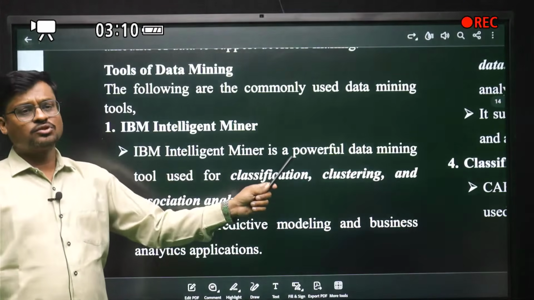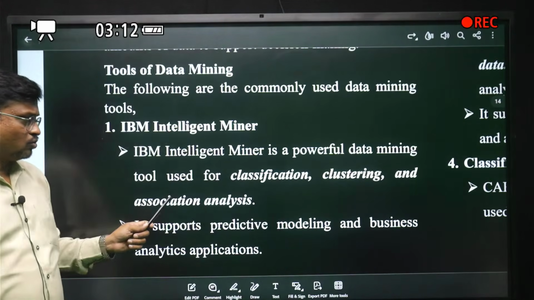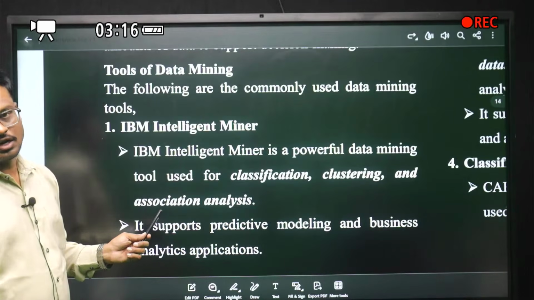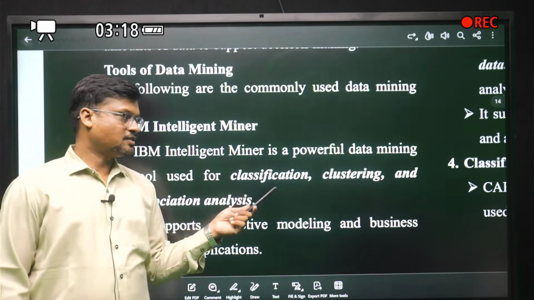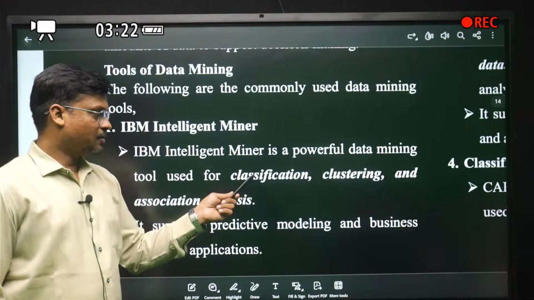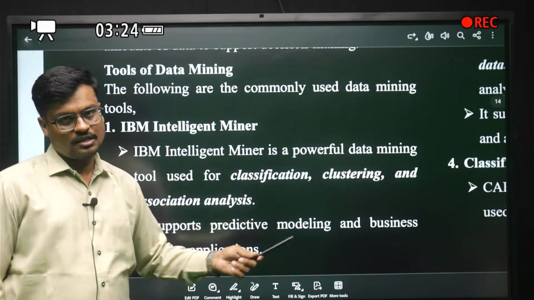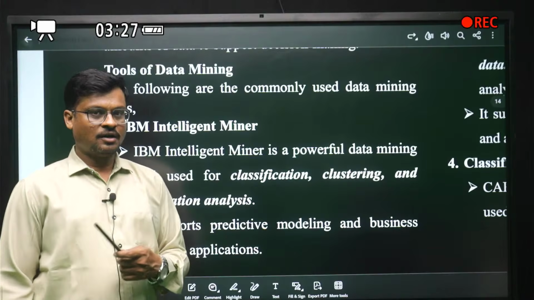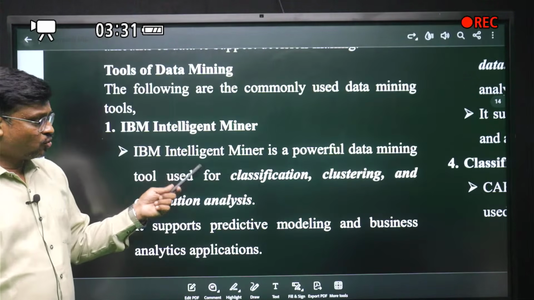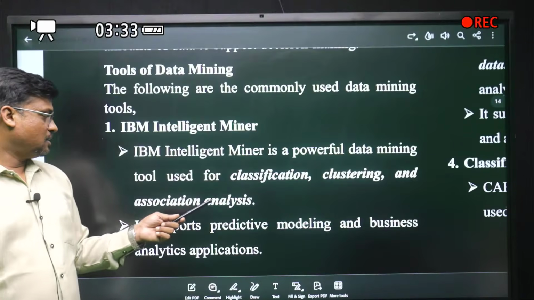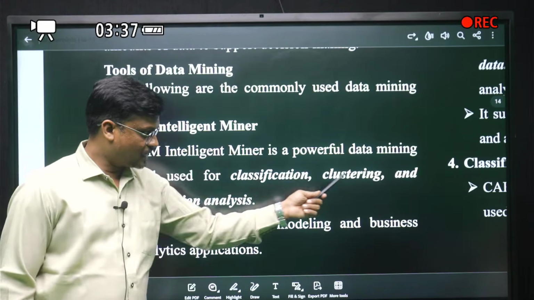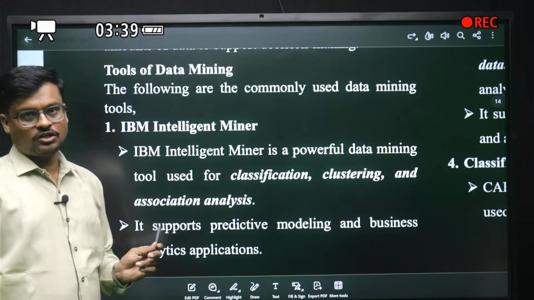It is one of the most powerful data mining tools used for classification, clustering, and association rule analysis. So again, what is classification and clustering? We will see in the next immediate question. Please wait for the next question. It is an important, powerful tool available for data mining, so that you can classify, cluster, and apply association rule mining.